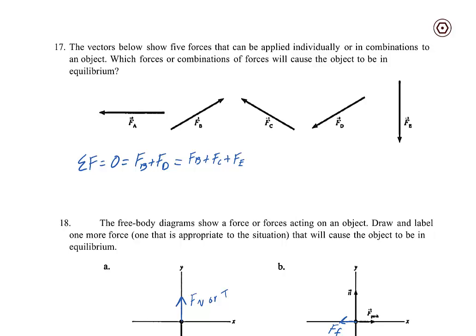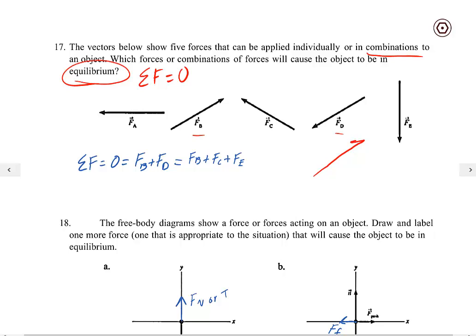Number 17 asks us, out of these 5 forces, which one or which combination is going to give us something that is in equilibrium. If they're in equilibrium, that means the net force is going to be equal to 0. So if we added B and D together, you add vectors head to tail, so you would take B, add D to it, and the resultant is from the beginning to the end, which essentially gives you 0. So that is adding B and D.